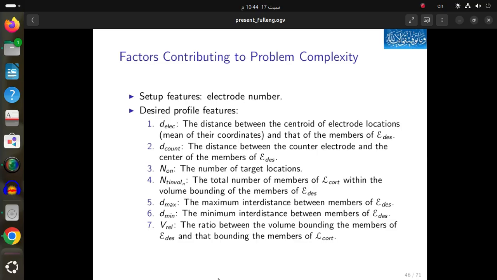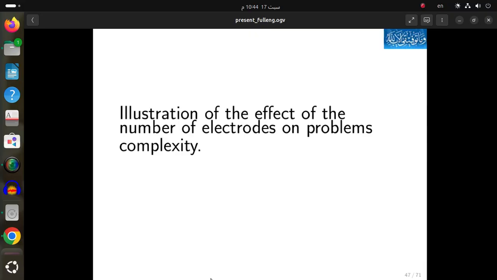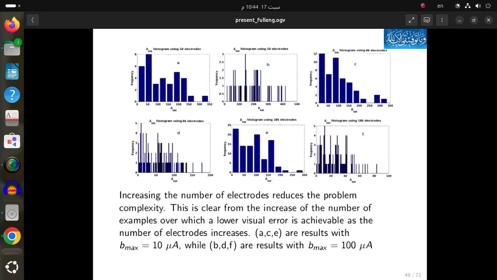To study the effect of these complexity factors, we define two approaches: a computational approach and a graphical approach. First, regarding the number of electrodes, we studied them separately. Of course, we simulate several examples. The examples are random. The choice of the targets and the choice of the number of electrodes are random. We record the parameters that we use, like the number of electrodes and the value of the complexity factors that we study in each example, and we record the visual error from the results of each example.